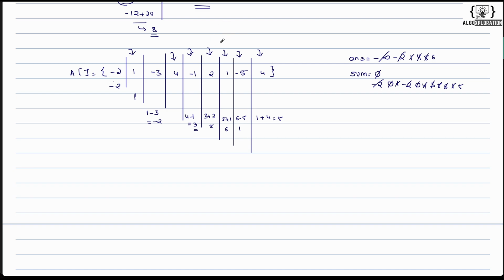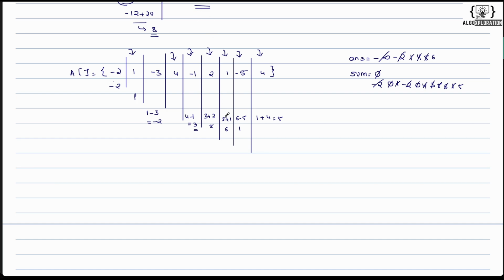Now here we can see that the maximum subarray sum will be 6 only, because if we do the sum of these elements, the sum is 6, right? If you calculate all the subarray sums, you will get 6 as an answer. Okay, so in this way you can solve this problem.